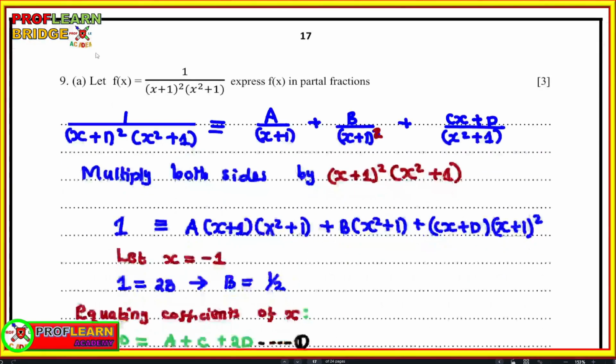Question 9. We are told let f of x be equal to this, expressed in partial fractions. And when you are having this, remember this is a repeated factor, meaning you are going to say 1 over, a over x plus 1, plus b over x plus 1 squared. Since it was repeated, you just first write this, and then for b now it's going to be over x plus 1 squared, this repeated one. But since this other bit is a quadratic that cannot be factorized, you are going to say that is cx plus d over x squared plus 1.